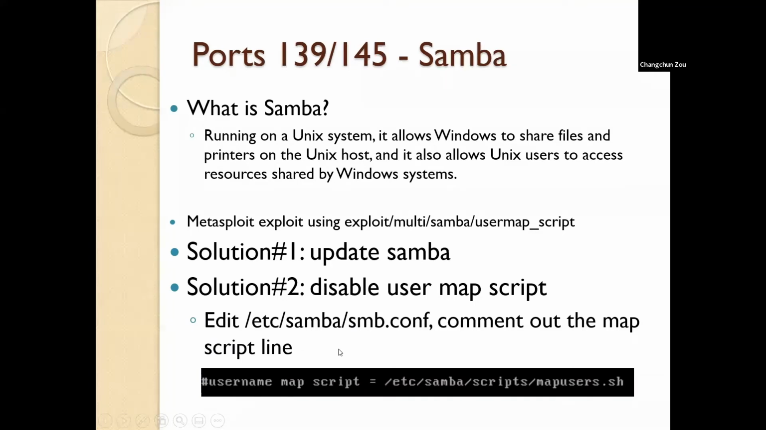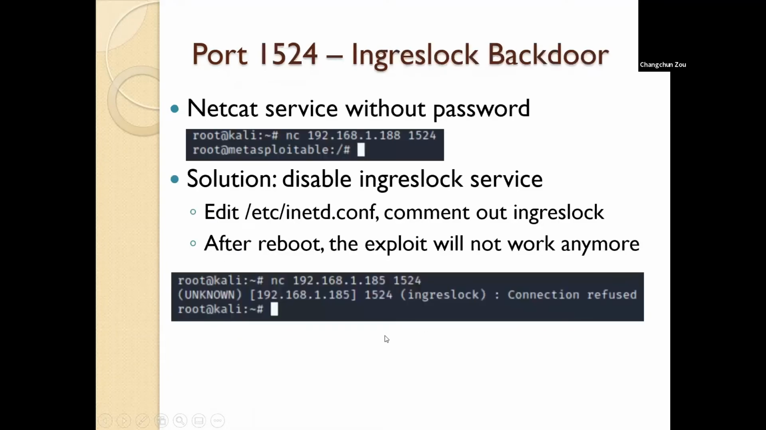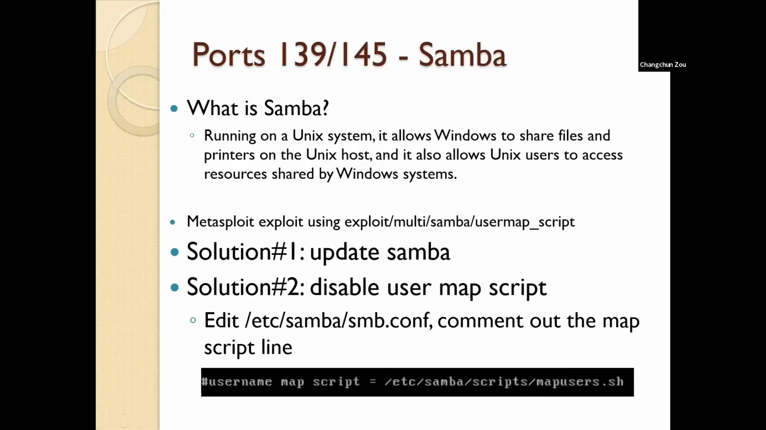You can comment out this Samba function. So probably this is a simple way to do it, because Samba is very useful. Maybe you cannot simply uninstall this package or use iptables or a firewall to block its port, because you're still using this service. Then maybe the next solution is to just disable this function, while the other functions will still be running.